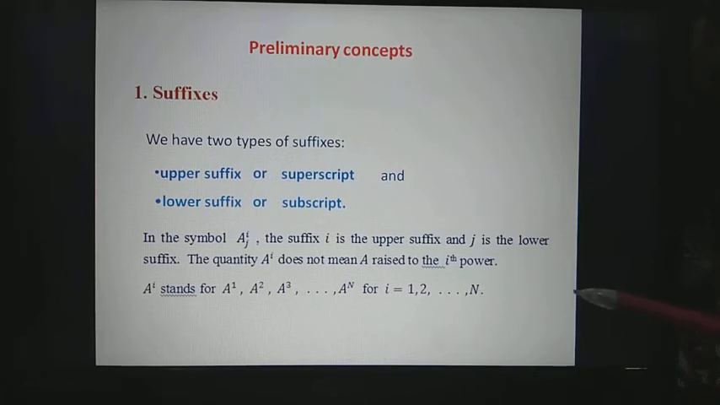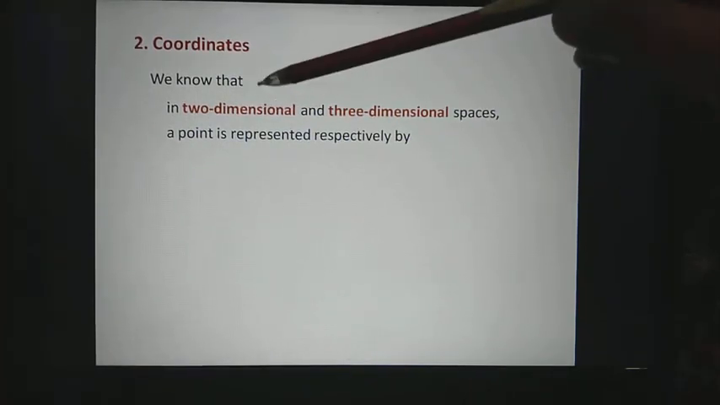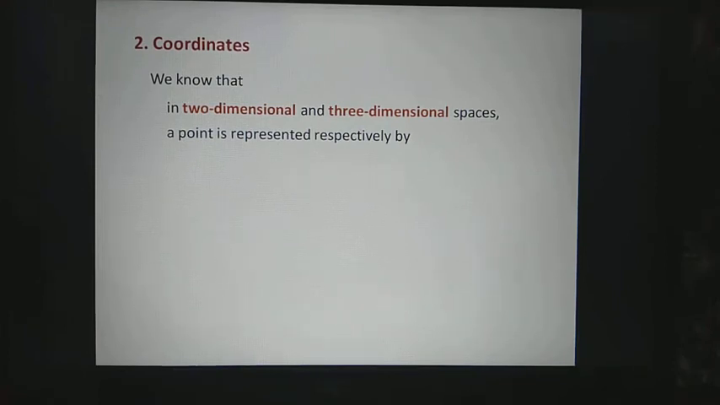Second concept which we would like to discuss is of coordinates. We know that in two-dimensional and three-dimensional spaces, a point is represented respectively by two independent variables and three independent variables. In two-dimensional space, a point is represented by two independent variables. In three-dimensional space, the point is represented by three independent variables. These variables are called coordinates.